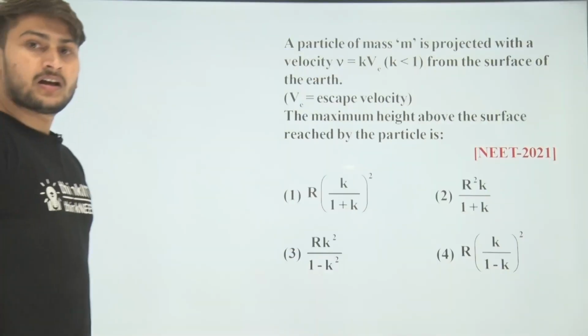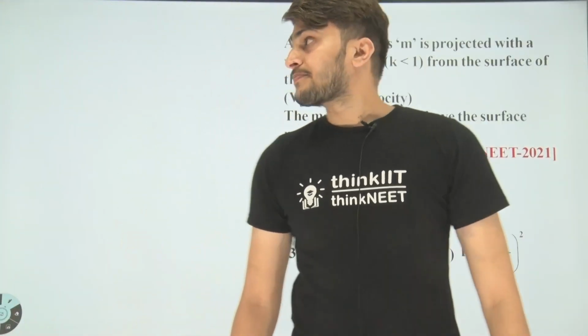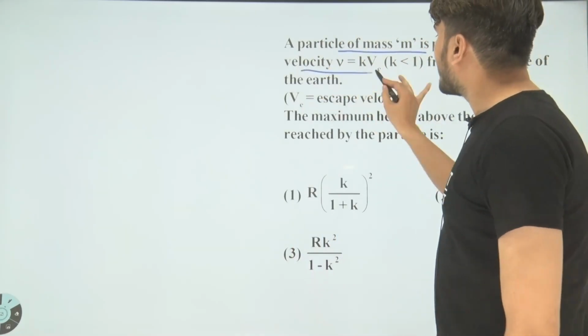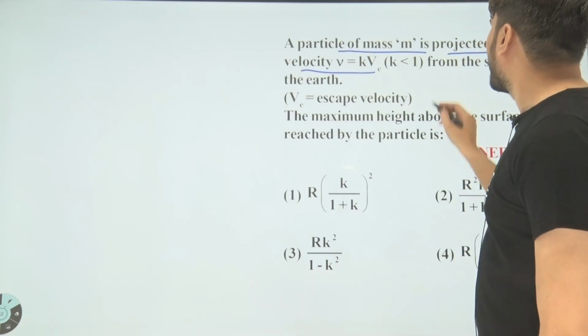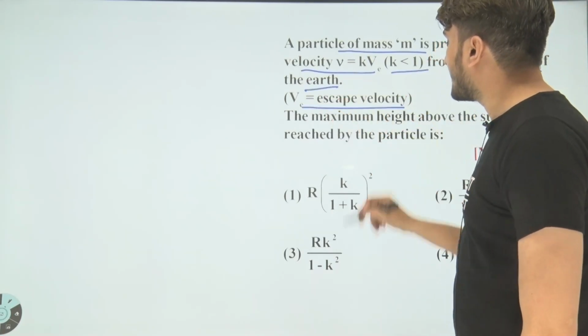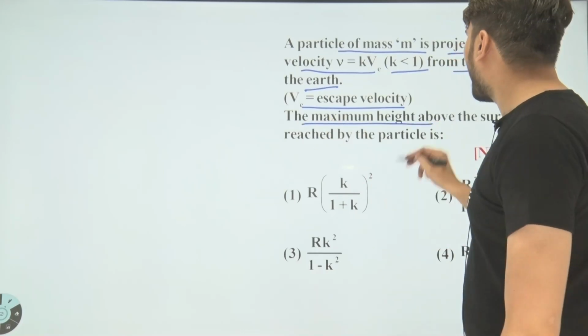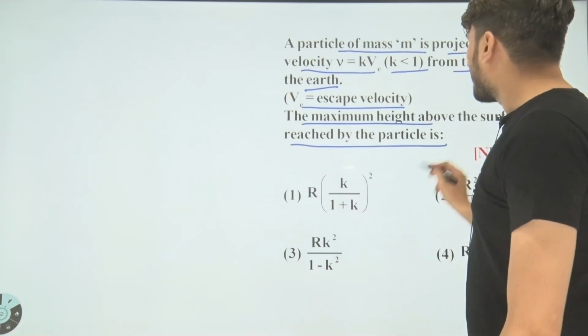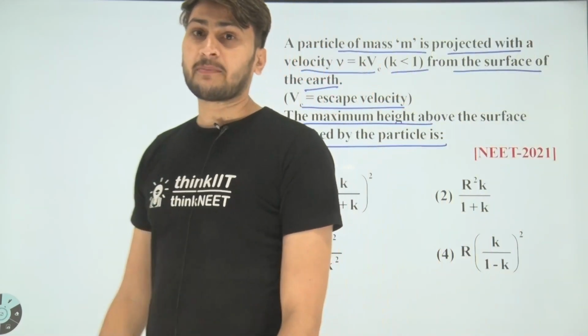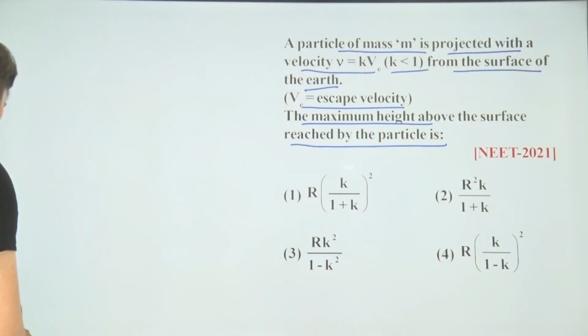Thank you. Hello students, the question is asking: a particle of mass small m is projected with a velocity v equal to k times ve, where k is less than 1, from the surface of the earth, and ve is the escape velocity. Now the maximum height above the surface reached by the particle is... So basically students, we have to find the maximum height from the surface of the earth.